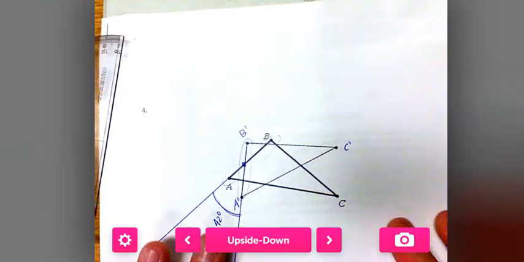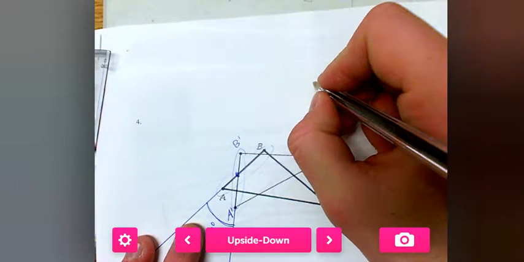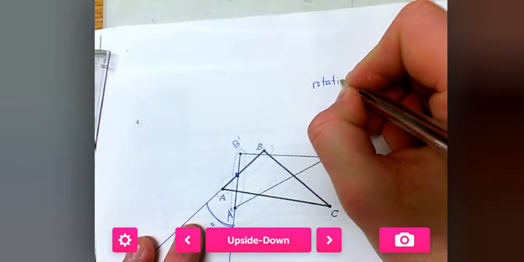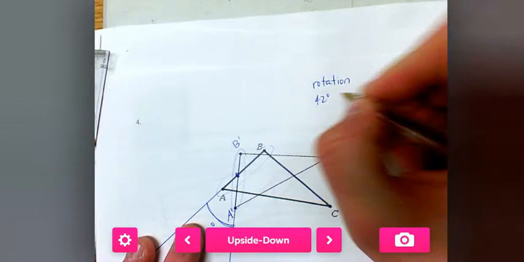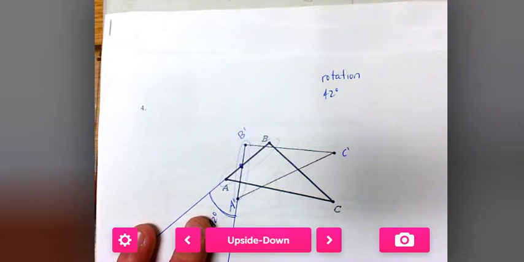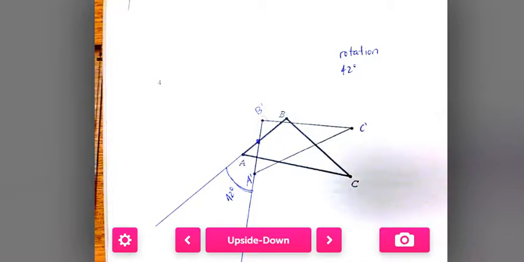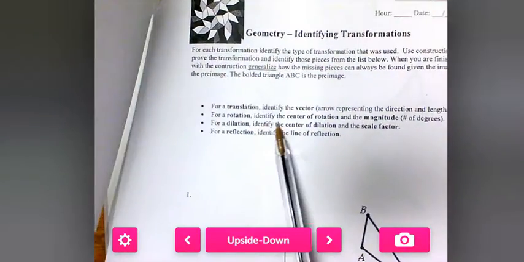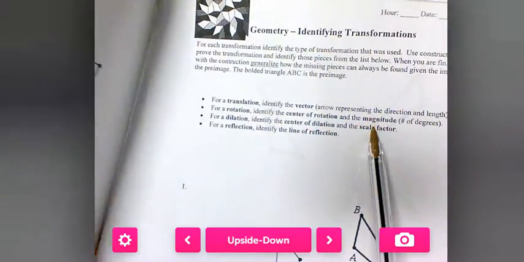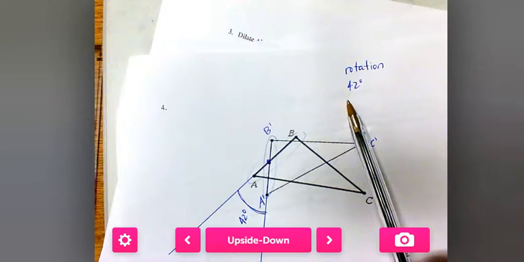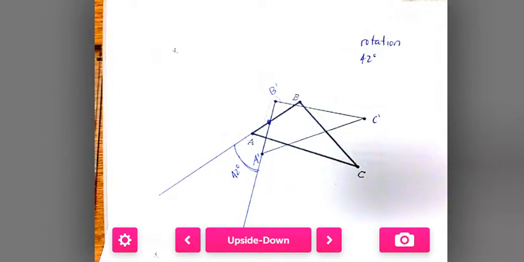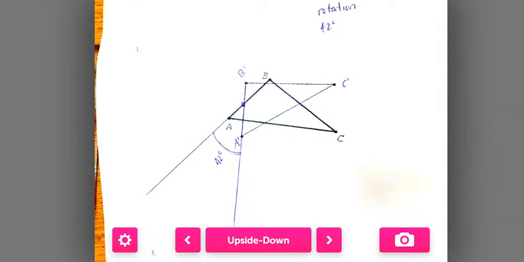So as of right now, on the upper right, I'm going to put rotation, 42 degrees. Okay? Rotation, 42 degrees. The next question, if you look on the front, for a rotation says, identify the center of rotation and the magnitude. So we found the magnitude, 42. Now we've got to find the center.